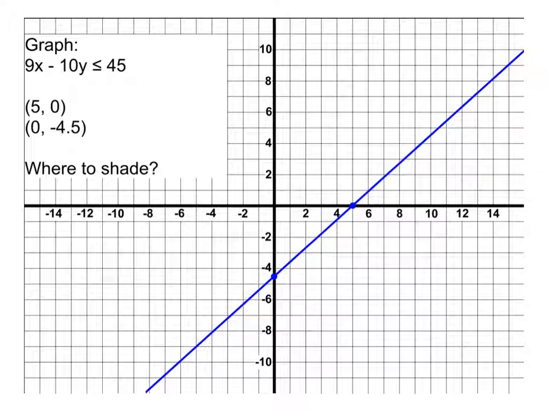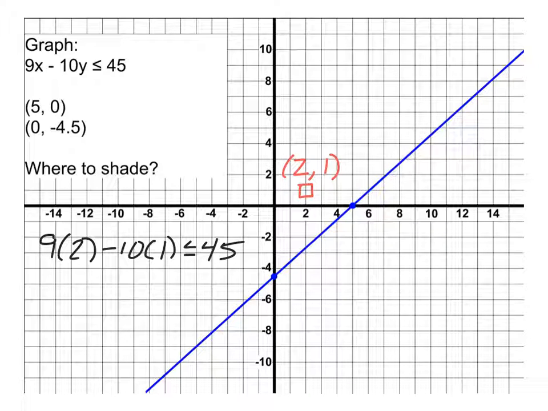And so, for this first one, I'm going to choose an arbitrary point. I'm going to choose one that's maybe nice, easy numbers to work with. I'm going to choose, for the fun of it, the point 2, 1. So I'm going to take the point 2, 1 here, and I'm going to plug it into my original inequality. So that means I'm going to be doing 9 times 2 minus 10 times 1 is less than or equal to 45. And what we're trying to figure out is, is that a true statement? So I've got to do the work on the left-hand side.